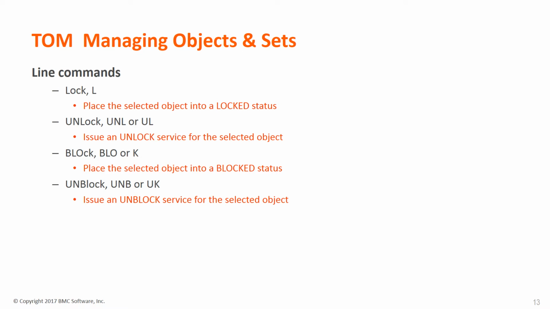Now, unlike the lock command, the block command persists across IPLs. So if you issue a block against an object, Tom will shut it down and keep it down until you explicitly use the unblock command. And that, again, will persist across IPLs. So if you're shutting something down, and you don't think you're going to run it, or maybe you only run it occasionally, blocked is probably the way you want to go.